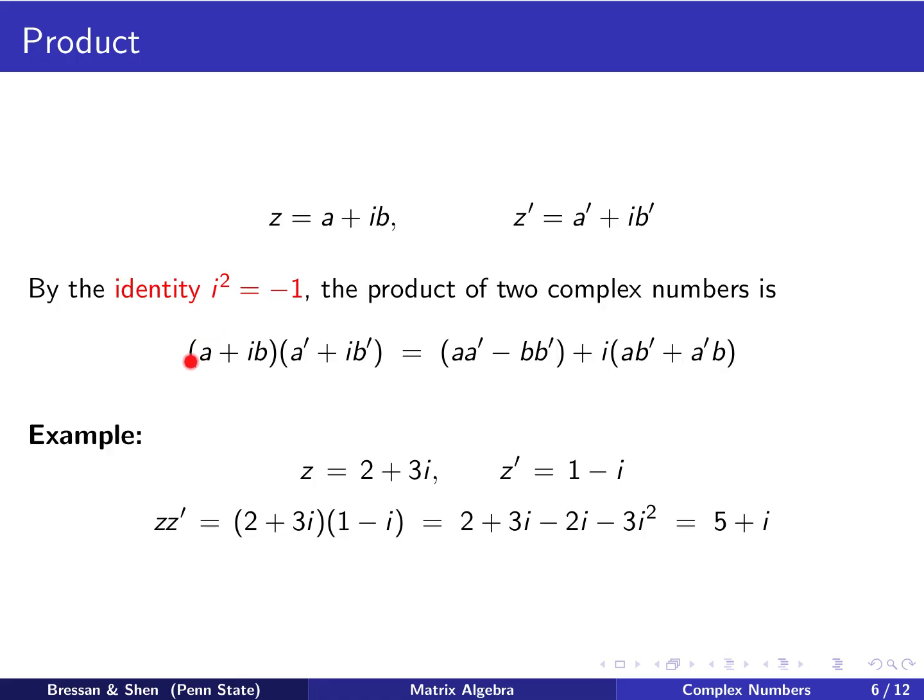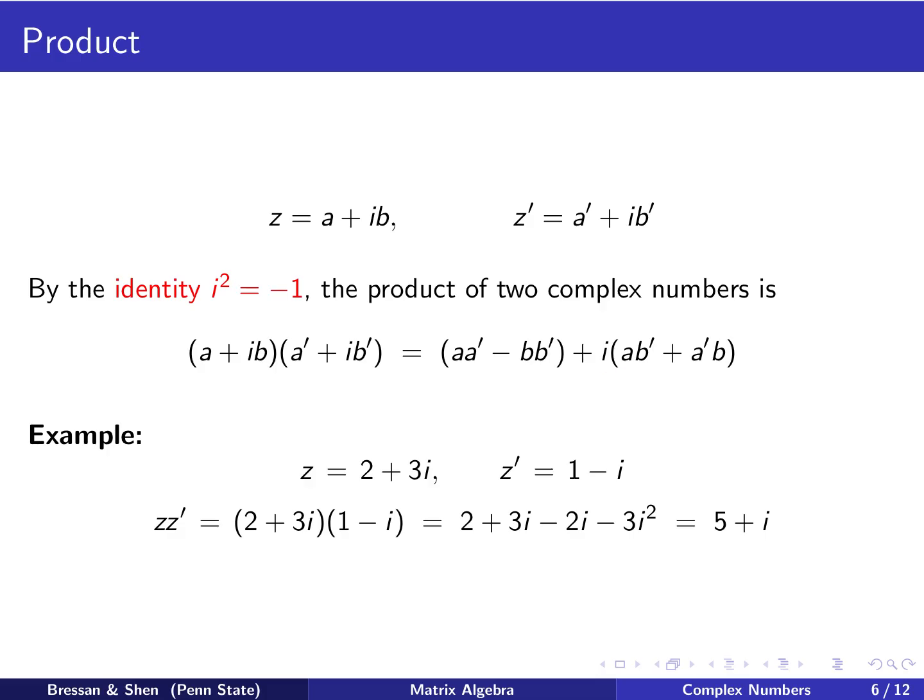You have a times a prime, and then plus a times ib prime. And then you will have ib times a prime, and then the final term is ib times ib prime. And there you will get the i squared, and you will put that in as minus 1. And this will be joining the real part, and the imaginary part is these two products and these two products, and that gives you this.